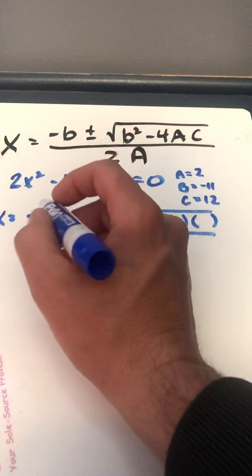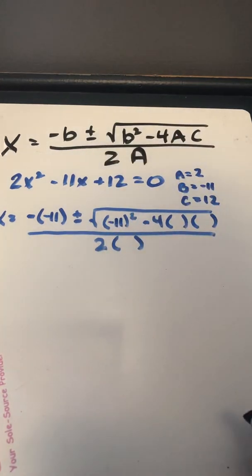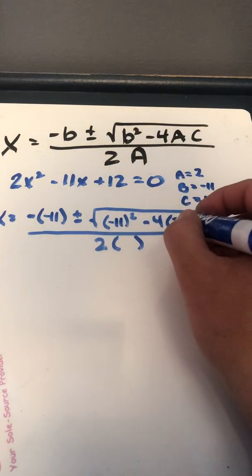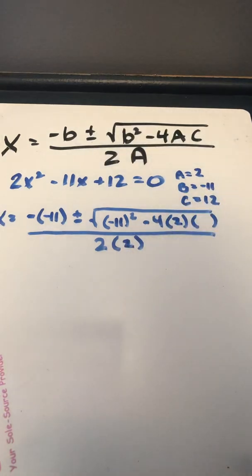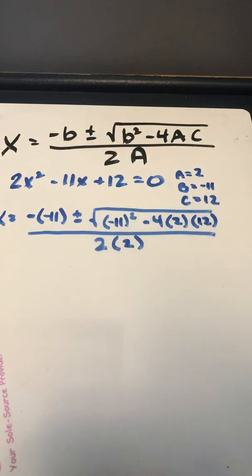Again, the b values are going to be substituted in to the two locations where there's a b. The a value will be substituted into the two locations there's an a. And the c value will be substituted into the one location there's a c. From here, we simplify.